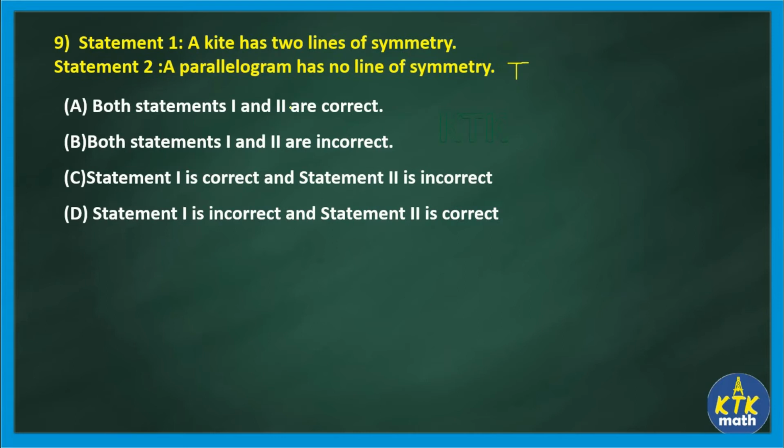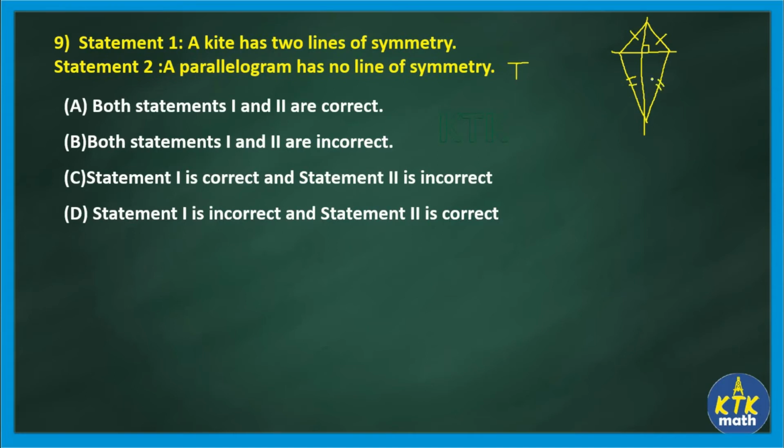First one, a kite has two lines of symmetry. How is it possible? So what is the property of a kite? A kite will have adjacent sides equal, and its diagonals will meet at a right angle. Okay, so this is how it goes, right? It's not just a straight shape. So these two sides are going to be equal, and these two sides are going to be equal.